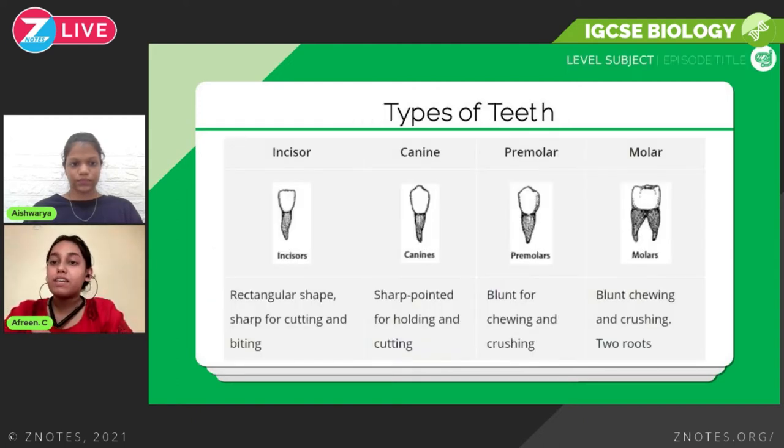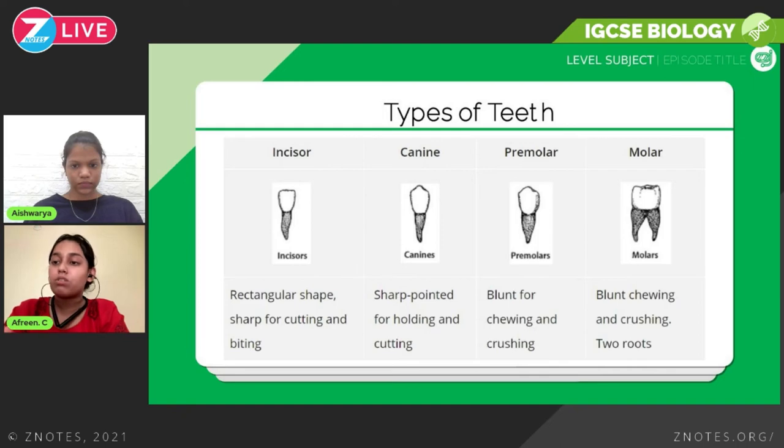Okay. So here are the types of teeth. There are 4 types of teeth that you need to know about that we have. There's incisor, canine, premolar, and molar. So the incisors are the front teeth that we have. They're rectangular in shape, and they're sharp like a chisel for cutting and biting. These are the teeth you're using to bite food and tear it off the larger piece that you're holding in hand. And then there's the canine. Canine is sharp and pointed, and it's used for holding and cutting food. So this is what you're tearing meat with if you eat meat, because meat is usually a bit tougher. So that's what you're using canines for.